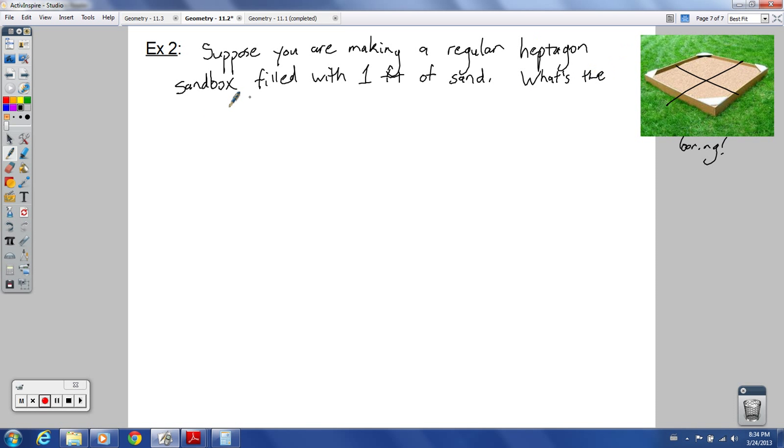So the question is, what's the area of the sandbox and how much sand is needed? So a 2-for-1 question. I want you to draw the best regular heptagon you can.